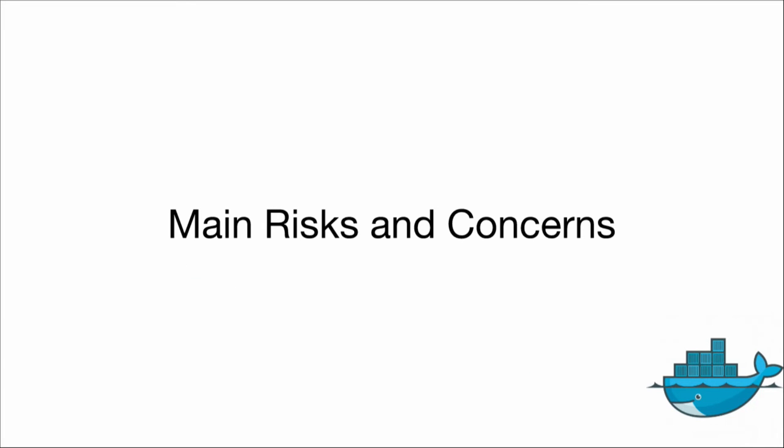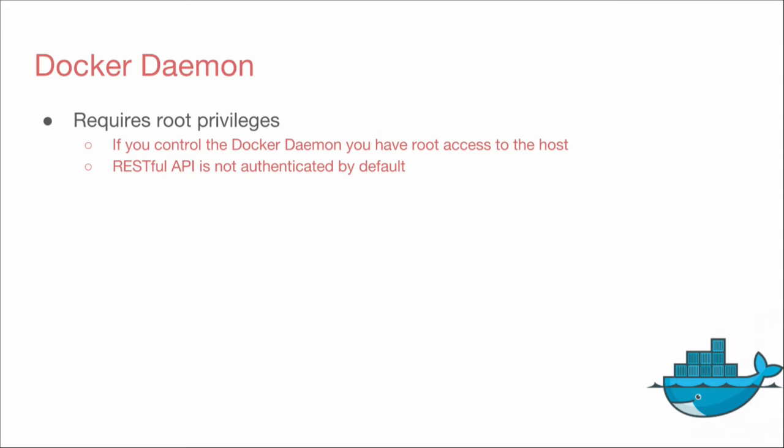So, what are the main risks when you use Docker? What are the concerns? First of all, the Docker daemon. It requires root privileges. So if you control the Docker daemon, you will have access to root. And if you enable the RESTful API, this is not authenticated by default. So if an attacker discovers your API, remember that if you control the Docker daemon, you will have root privileges on the host.